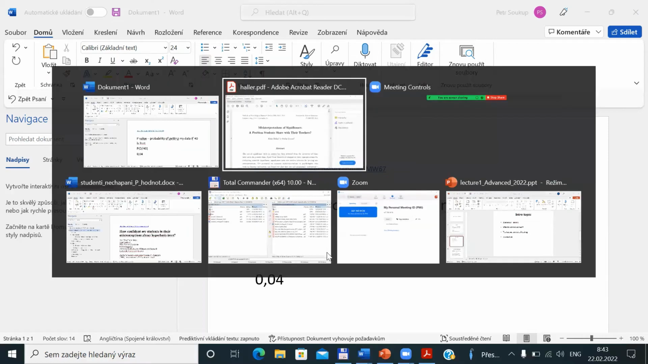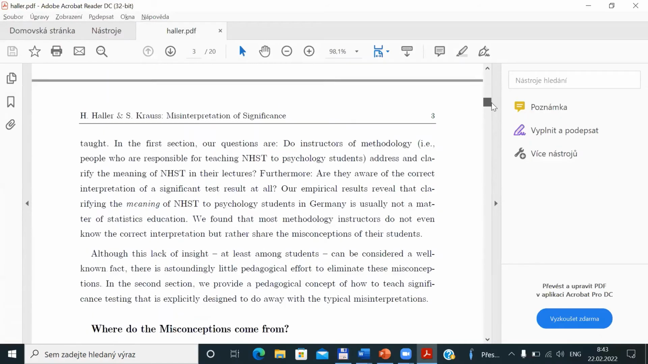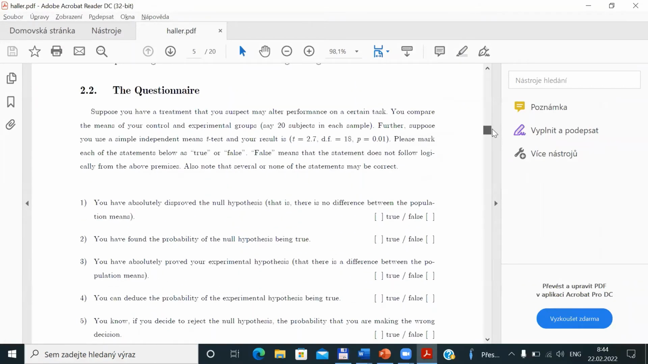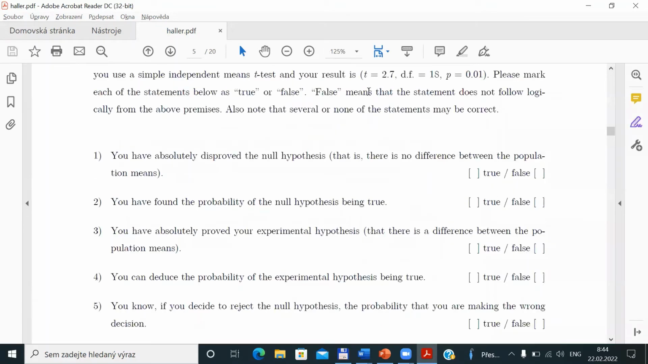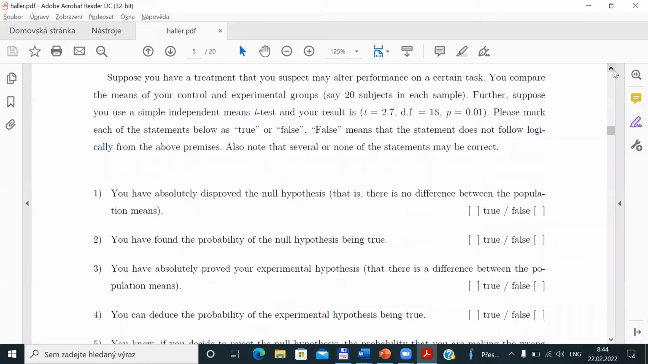Thanks. So let's go to this Hiller-Krause test. I will find the test itself. Here it is. I will only slightly make it bigger. Once again, I hope you can read it here in the classroom as well as in Zoom. Is it correct? Okay.